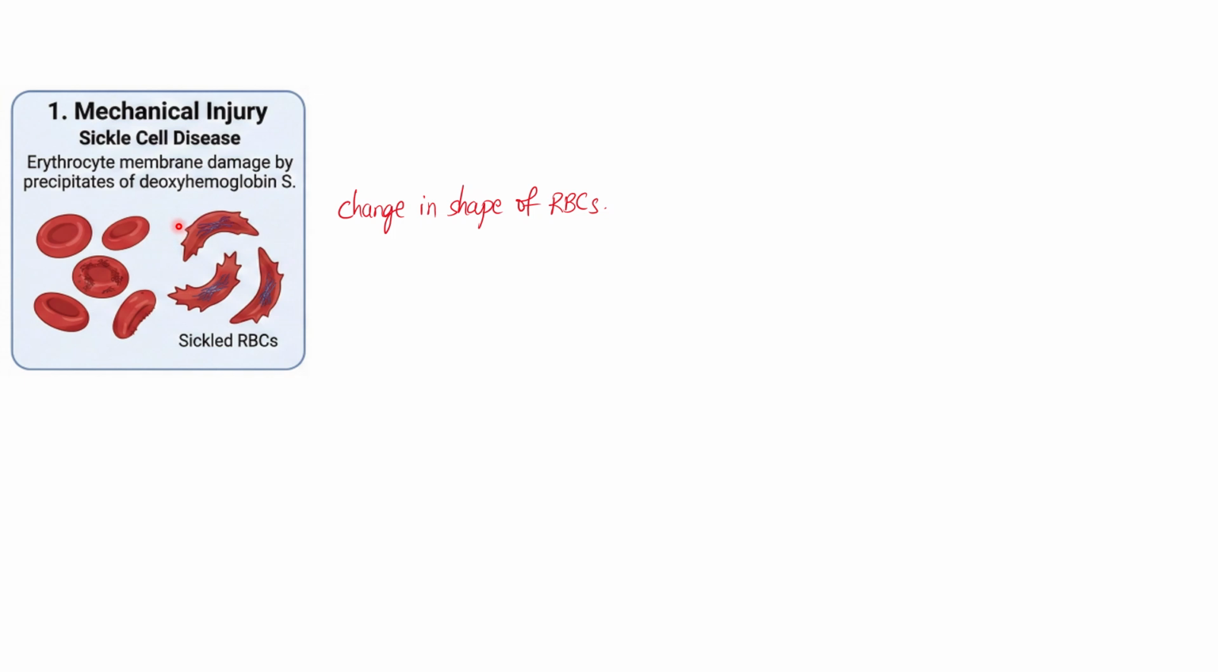So mechanical injury to the cell membrane, erythrocyte membrane gets damaged by the precipitates of deoxyhemoglobin. So because of that, the erythrocyte membrane is getting damaged, the shape of the RBCs is changed, and the lifespan of the RBCs is changed. So one is mechanical injury, then chemical injury.